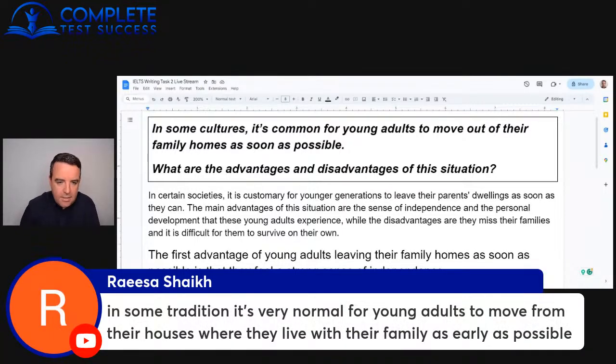Okay, Raisa, "in some tradition, it is very normal for young adults to move from their houses where they live with their family as early as possible." Okay, so a tradition and a culture aren't the same. I know they sound very similar and there's a lot of crossover, but it's not exactly the same.